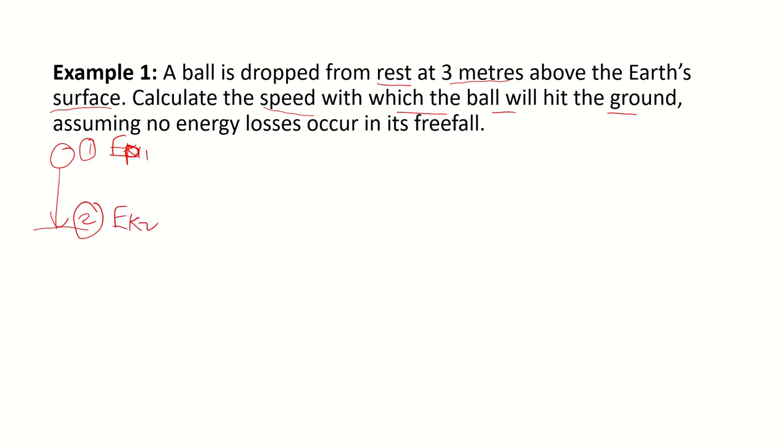We know that energy is conserved, assuming no energy losses occur in its free fall. So basically, we can say that all the energy at position 1 is going to be equal to all the energy at position 2. So we can set the potential energy at position 1 equal to the kinetic energy at position 2.